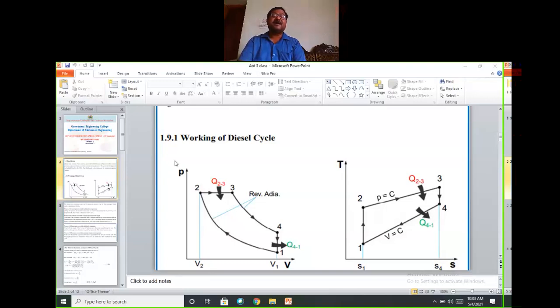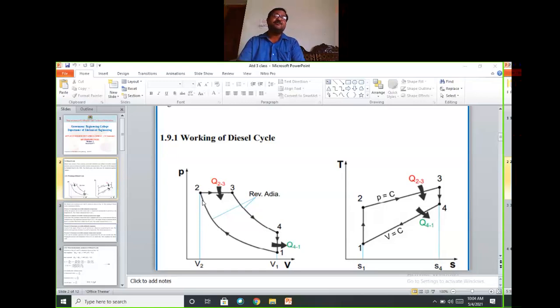The second assumption is that we are supplying an equal quantity of heat to the engine cylinder. Equal quantity means a unit quantity of diesel, 1 kg or 1 liter of diesel, we are burning, and whatever amount of heat is liberated, the same amount of heat is passed to the engine cylinder, so that instead of burning the diesel, we are supplying the equal quantity of heat.